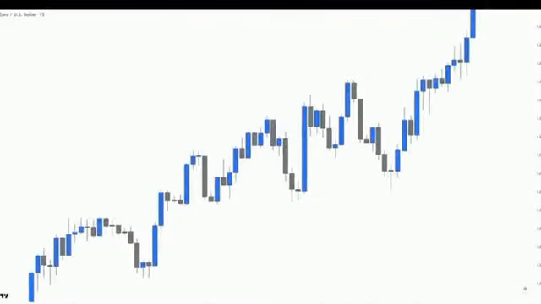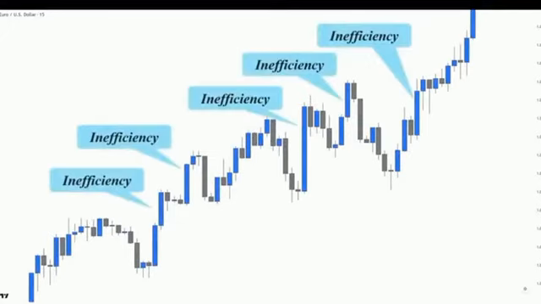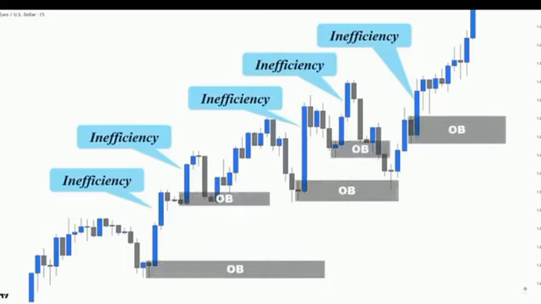Here on the Euro-Dollar 15-minute chart, let's spot the order blocks. Starting from the left, these are the areas where we have clear inefficiency on the chart. So we mark the candles that created the inefficiency as our order blocks if they lead to a break of structure or change of character. So all of them are considered valid order blocks according to our rules.